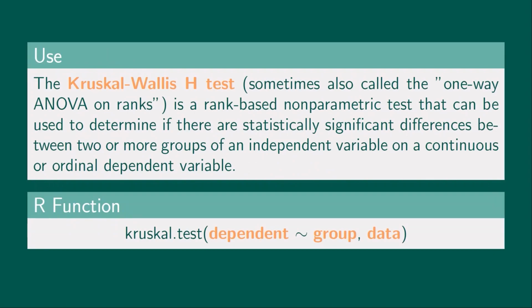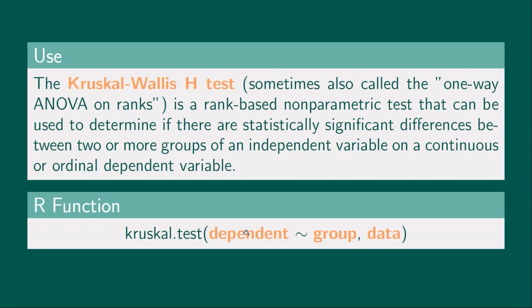If the data violates any of the assumptions, we use the Kruskal-Wallis test. This test, also known as one-way ANOVA on ranks, is a rank-based non-parametric test that can be used to determine if there are statistically significant differences between two or more groups of an independent variable on a continuous or ordinal dependent variable. The R function is given below. Kruskal.test function allows us to perform a Kruskal-Wallis test in RStudio.